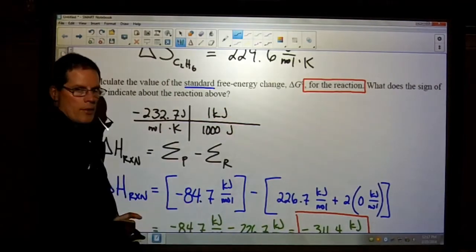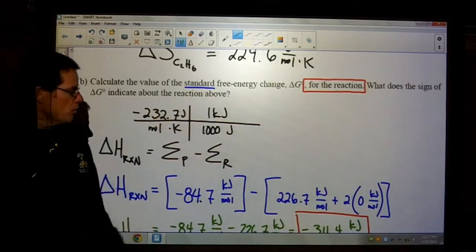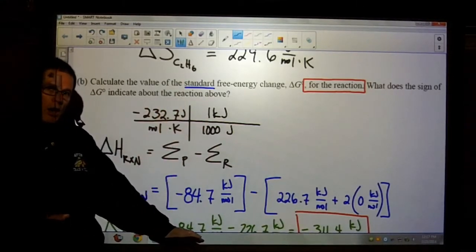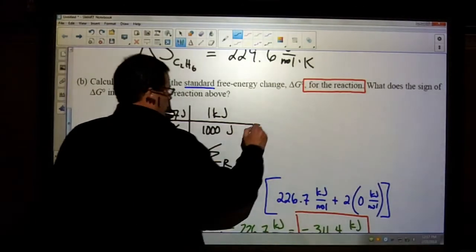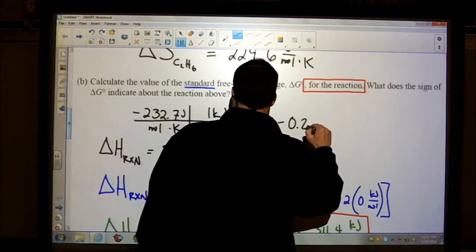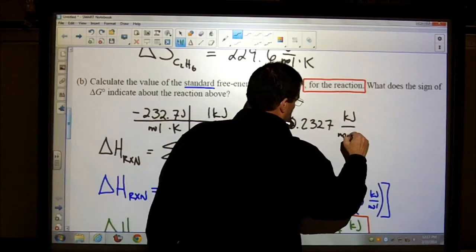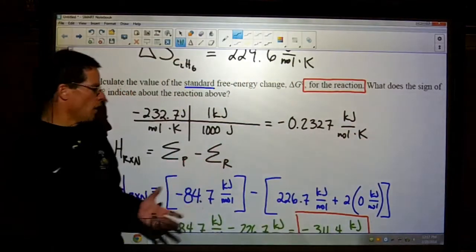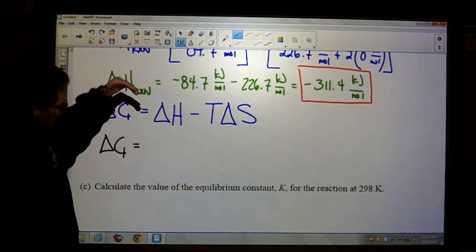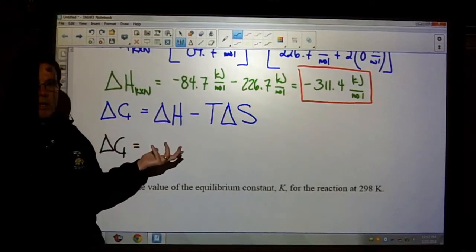And don't forget that. I know one student that actually missed 2 points because of that incorrect conversion, which gave the wrong answer for the delta G and also gave the wrong sign on the delta G. So not what you want to have. So negative 0.2327, and that's kilojoules per mole Kelvin. Now, the reason why we have to do that is because when we subtract down here, we have to have like units. So we have to make sure that everybody is on the same page. And generally speaking, we want delta G and delta H to be in kilojoules per mole.